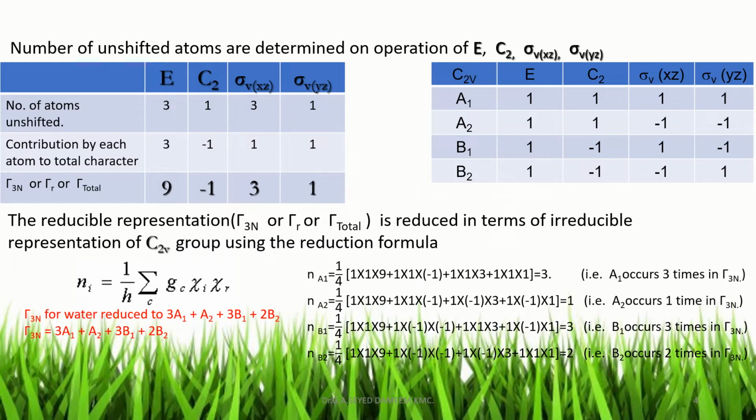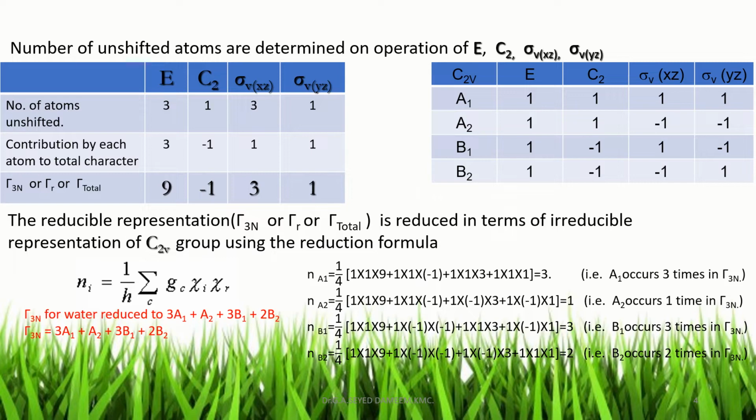Now this representation is reduced in terms of the irreducible representations of the C2v character table. In the C2v character table, there are 4 classes, corresponding to which there are 4 representations. All are irreducible representations: A1, A2, B1, B2. The reducible representation is reduced in terms of A1, A2, B1, B2 by making use of the reduction formula given in this slide: n_i equals 1 by h, sigma of chi_i(R) times chi_r(R). Here chi_i(R) is the character of the ith irreducible representation for symmetry element R, and chi_r(R) is the character of the reducible representation for symmetry element R.